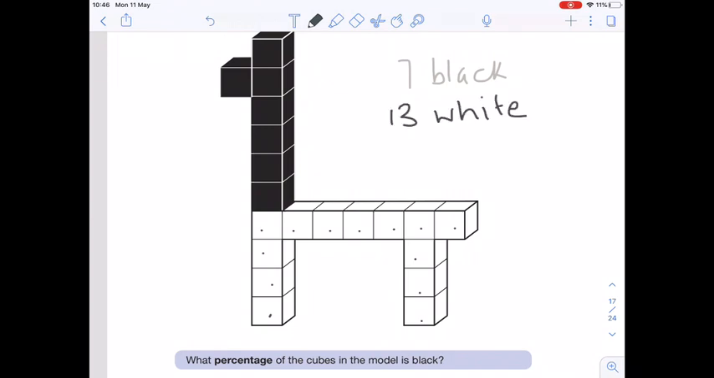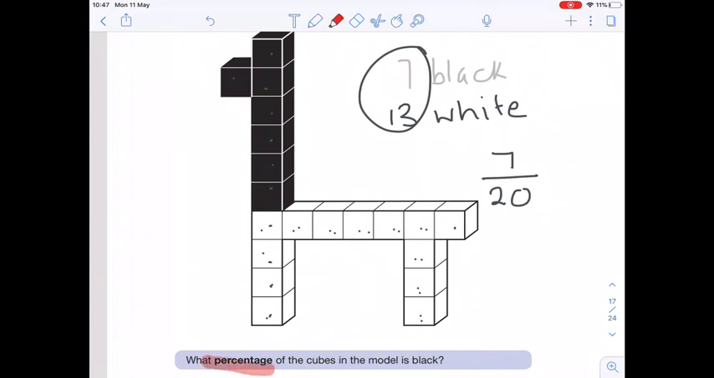So if this were a fraction, we'd want to know what fraction of cubes were black out of the whole thing. So out of the whole thing, we've got 7 that are black out of 20, because we've got 20 cubes altogether. Okay, so we've got 20 cubes altogether. So 7 out of 20 of them, if that were a fraction, that would be easy, we could leave it there, but they want a percentage.